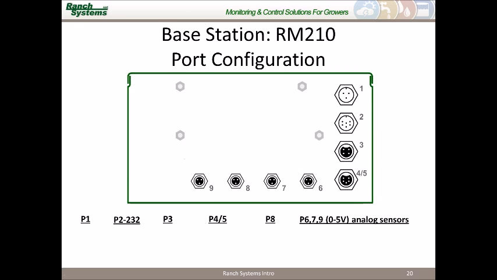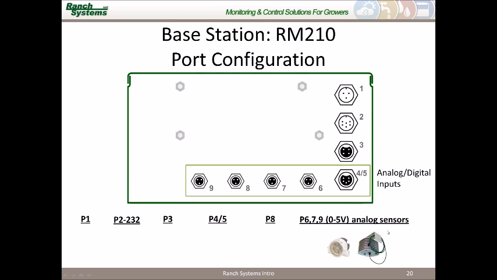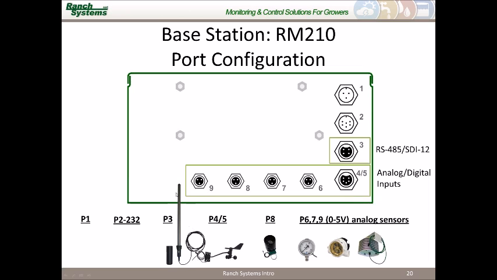So this is what the underside of a RM210 looks like and all the ports that it has. You'll see here that we have the analog digital inputs. These can serve for a variety of different sensors, for instance, temperature, relative humidity, flow, pressure. Then we also have a rain gauge that could be plugged in, or a digital input. And moving in the other direction here, we also have an RS-485 or SDI-12, which could be used to monitor soil moisture, control valves, or even VFDs, for that matter.